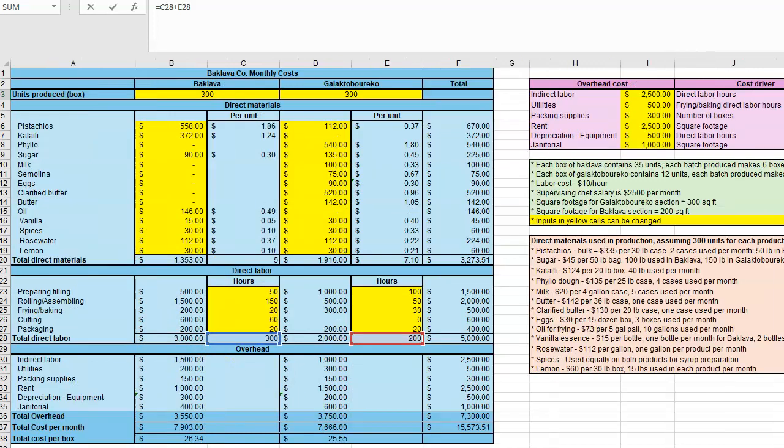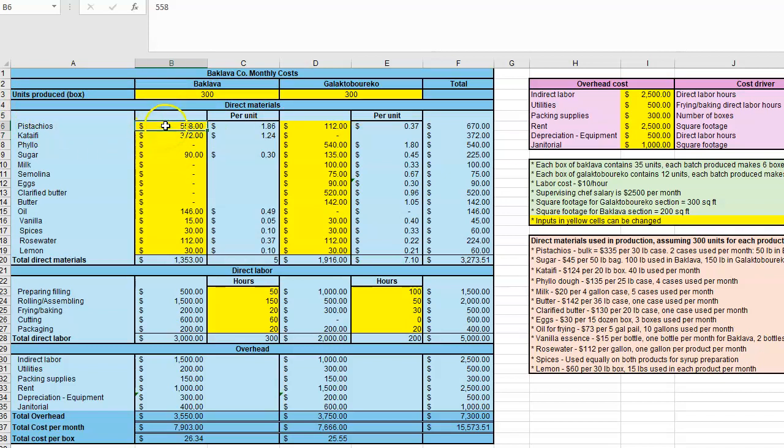Awesome. Okay. So, great assumptions being shown here. You're trying to be very clear about where a lot of these different figures are coming from. Let's kind of work through each one. You're very clear here that your units produced are in boxes. So we plan to do 300 and 300 of each.